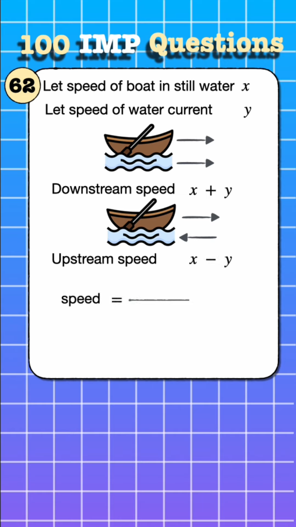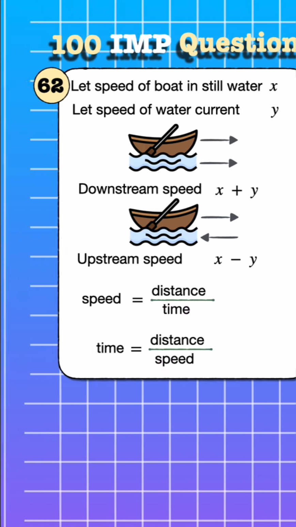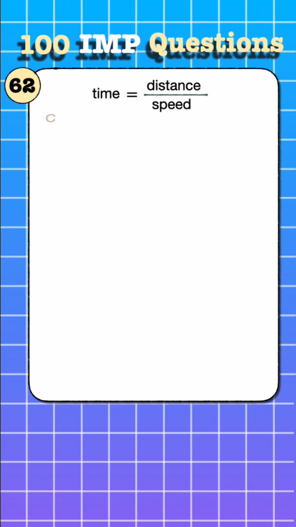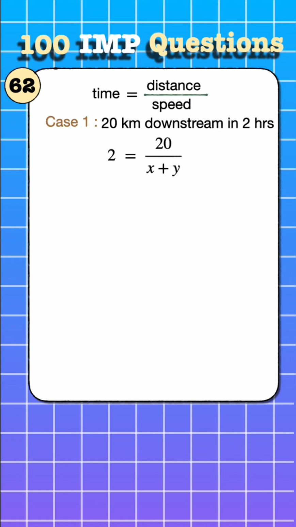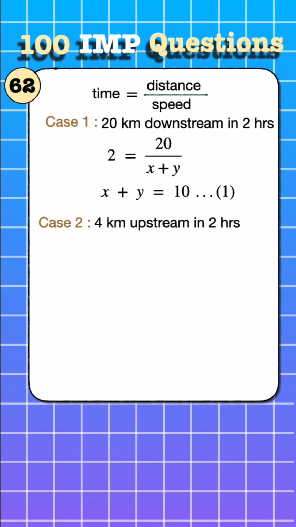Right, and you know the formula, speed is equal to distance upon time, then time is equal to distance upon speed. So look at the first case: 20 kilometers downstream in 2 hours. So time is 2 hours, distance is 20 kilometers, and going downstream, the speed is x plus y. So 2 is equal to 20 upon x plus y. Simplify, you will get x plus y equal to 10. Equation number 1.